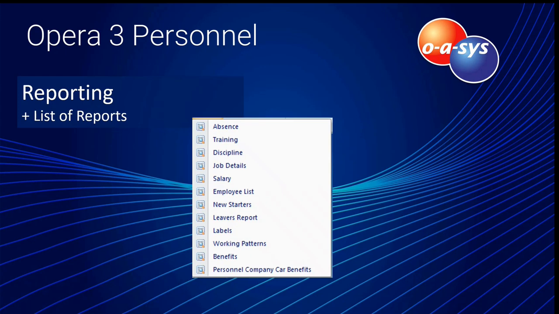So firstly, the list of reports, we have an absence report. Well, pretty straightforward, gives us the absences we've recorded. The training, discipline, job details, salary details, gives us all the details we've recorded within the system. The employee list, the new starters list, well, it's a list of new employees or a list of employees that I have. The leavers report, everything that has been marked as leavers for the range I run it for. Labels, working patterns, the benefits, and personnel company car benefits.